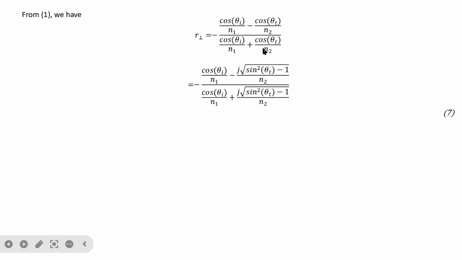Before doing this, what we are going to do is to replace sine of theta t with an expression with sine of theta i only. So we are going to apply Snell's law.